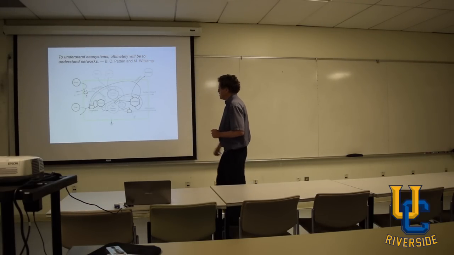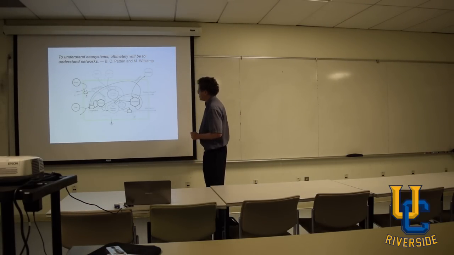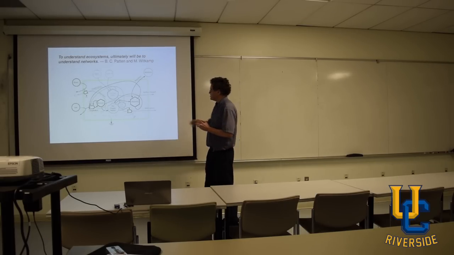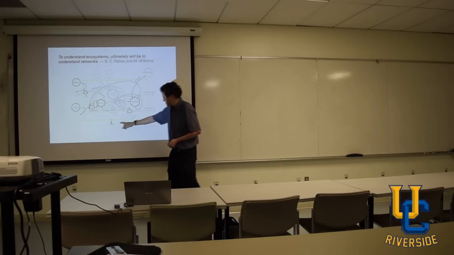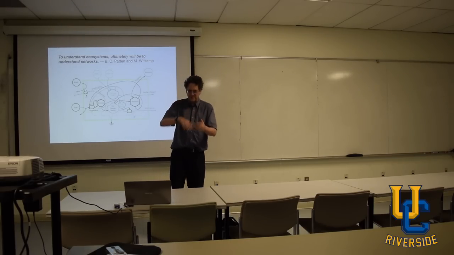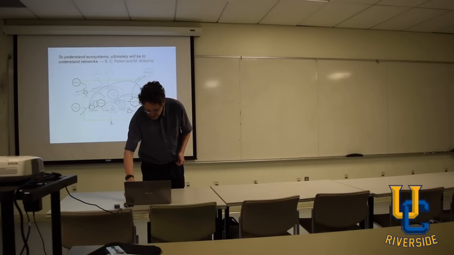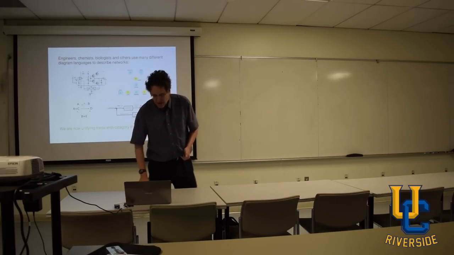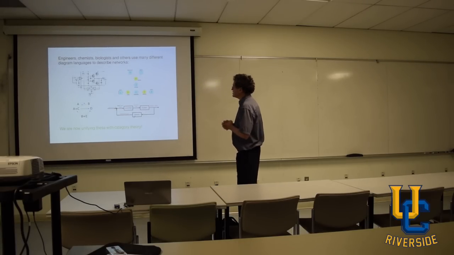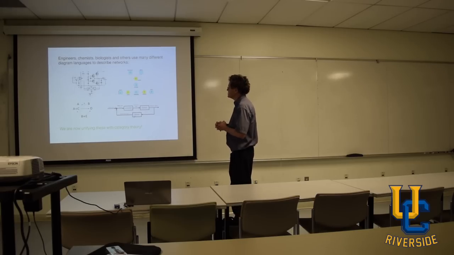And so Odom has these very nice books where he studies ecosystems in this kind of way and draws analogies with electrical circuits. If you know electrical circuit diagrams, this is like a ground where electricity can go out of an electrical circuit. So pondering the relationship of that picture to the Feynman diagram picture, I realized that engineers and chemists and biologists and many other kinds of scientists use lots of different diagram languages to describe networks.